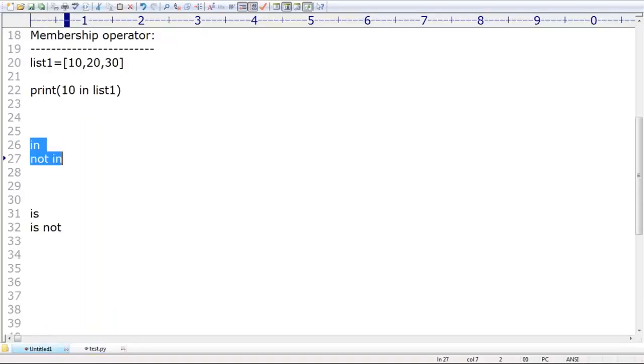So the identity operators are is and is not, and the membership operators are in and not in. Remember that. Next, what about space? Space is also one character only. Definitely it is going to be considered.